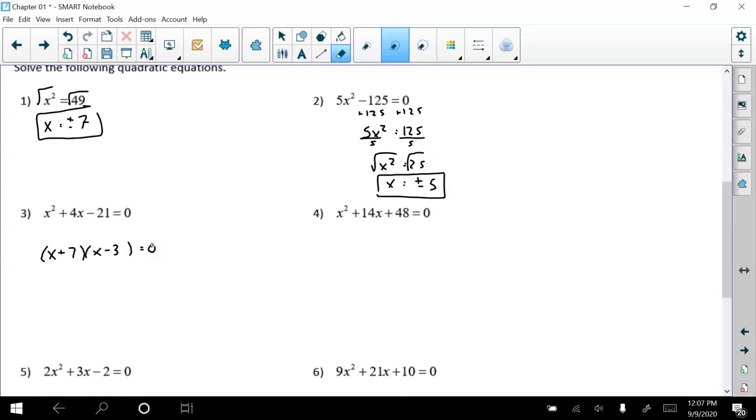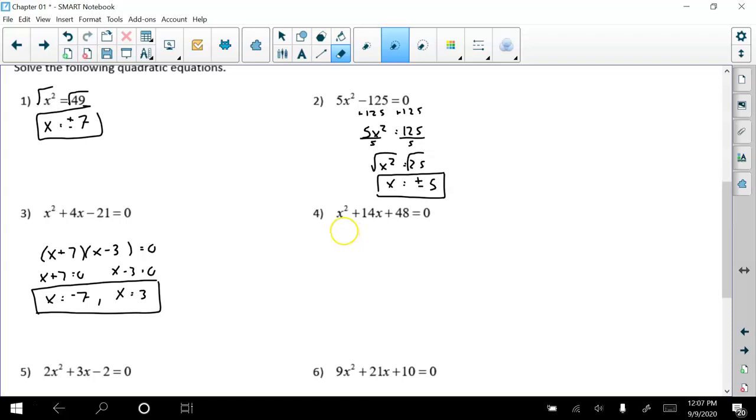Now here's where we use that zero product property. Set each factor equal to 0. x plus 7 equals 0. x minus 3 equals 0. So subtract 7 from both sides, you get x equals negative 7. Add 3 to both sides, x equals 3. There's our two solutions: negative 7 and positive 3.